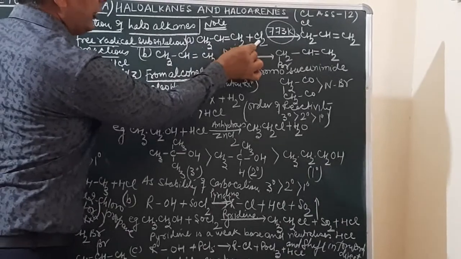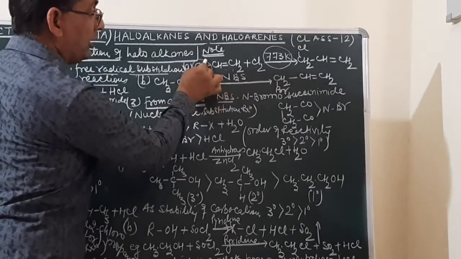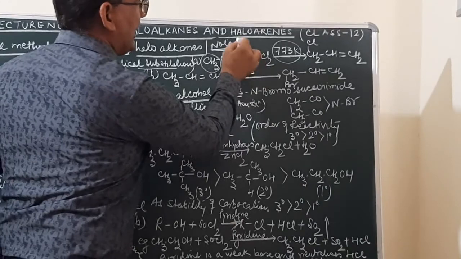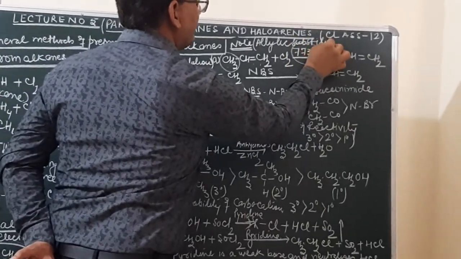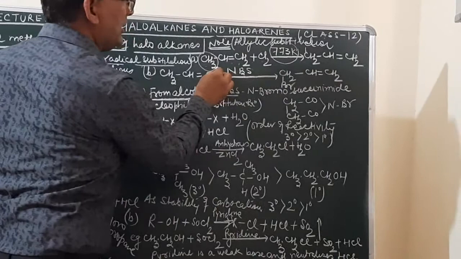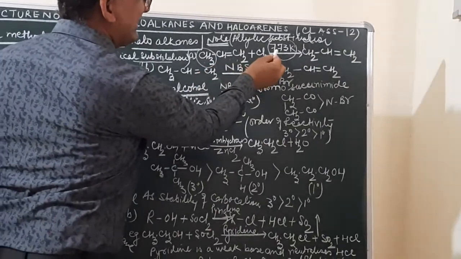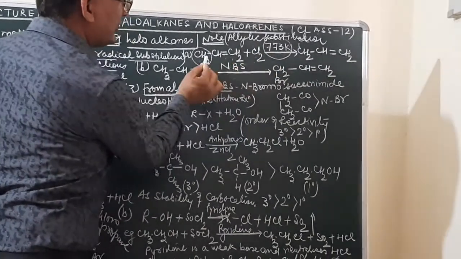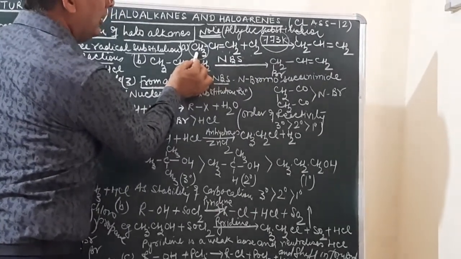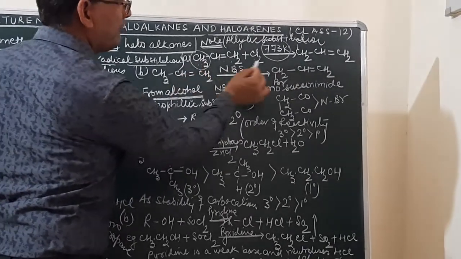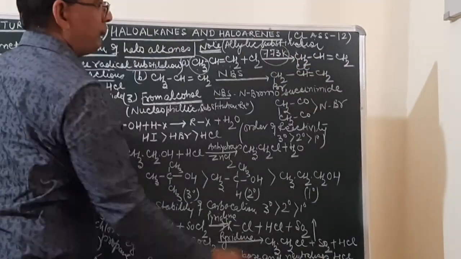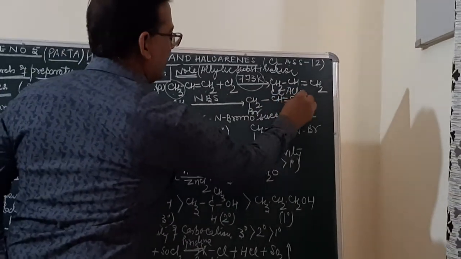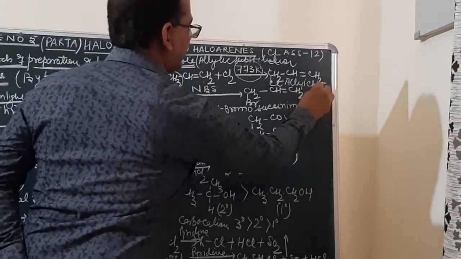Remember, here addition is not occurring. The substitution reaction is occurring on this alkyl group. So these are allylic substitution reactions. Just see over here, to propene molecule, when chlorine is added at 773 Kelvin, the halogen atom substitutes in place of a hydrogen atom on the alkyl group, and will result in the formation of allyl chloride. So what is formed over here? Allyl chloride is formed.